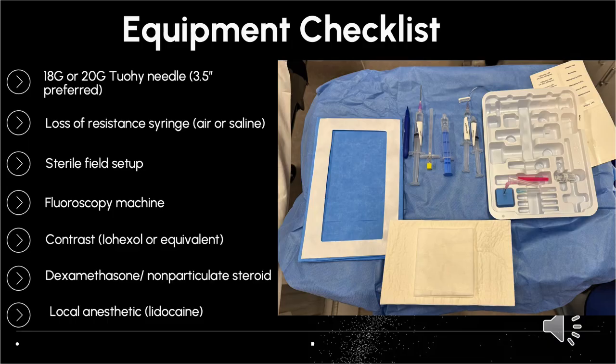Before starting, make sure all equipment is ready: TUI needle, loss of resistance syringe, sterile setup, fluoroscopy, contrast, steroid, and local anesthetic. A simple but important safety step: do a standard pre-procedure timeout and confirm your medications, especially non-particulate steroid. Always check positioning and your tray before draping. Confirm steroid type. An agent like dexamethasone is preferred in the cervical spine. Have contrast ready, IV extension tubing, and insist on real-time fluoroscopy. Never inject steroid without confirming contrast spread.